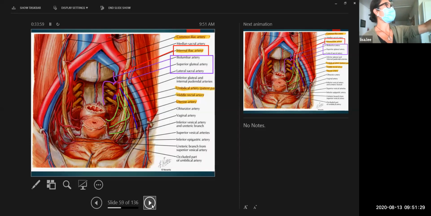Wow, I put an arrow for every one of them. Okay. Then you have your anterior parietal vessels. Again, not feeding the pelvic organs. So your inferior gluteal and internal pudendal and your obturator artery.